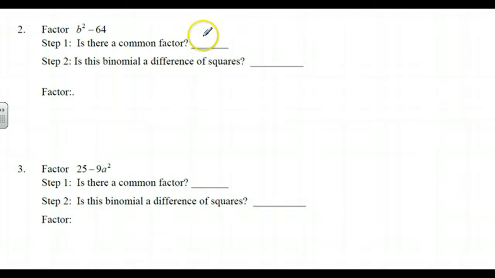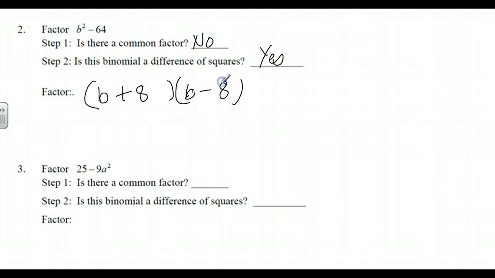Factor b squared minus 64. Is there a common factor? No. Now here's the thing, when you're looking at two terms, it's either common factoring or a difference of squares. Yes, it is a difference of squares. Put down two brackets, take the square root of the first term, which is b, add the square root of the second term, take the square root of the first term, subtract the square root of the second term.